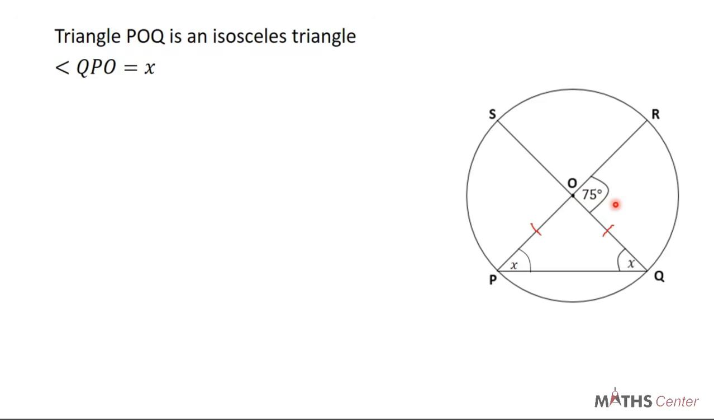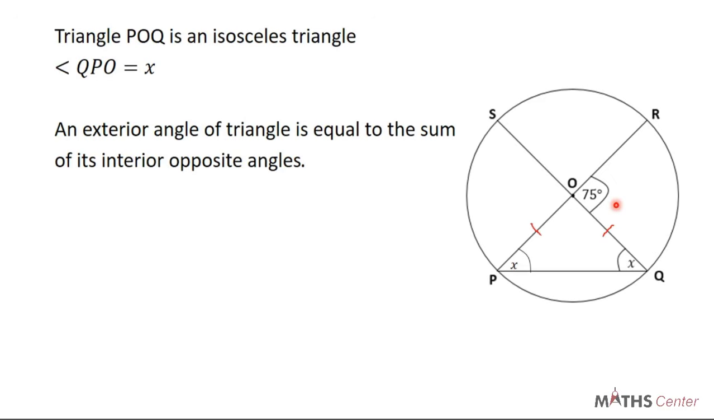Now looking at this very carefully, how do we find S? If you remember the properties about triangles, we said that an exterior angle of a triangle is equal to the sum of its interior opposite angles. This 75 degrees that you have here is an exterior angle of this triangle here. Now, because 75 degrees is an exterior angle, the interior opposite angles of 75 degrees are S and S. Hope that is clear.